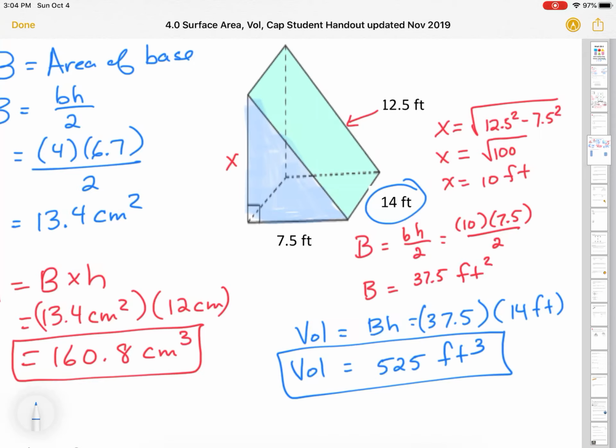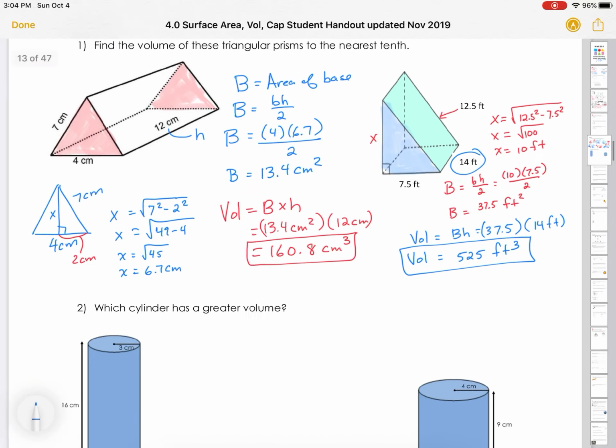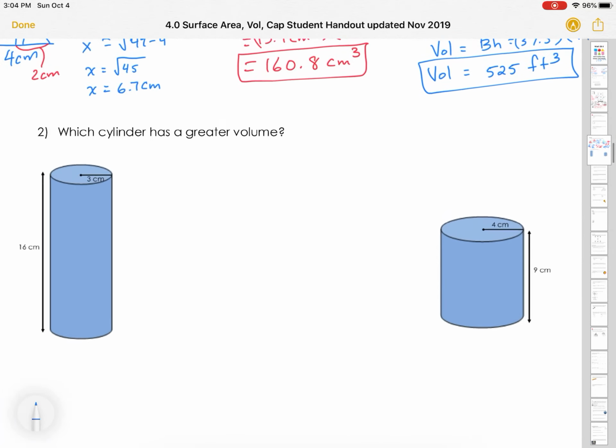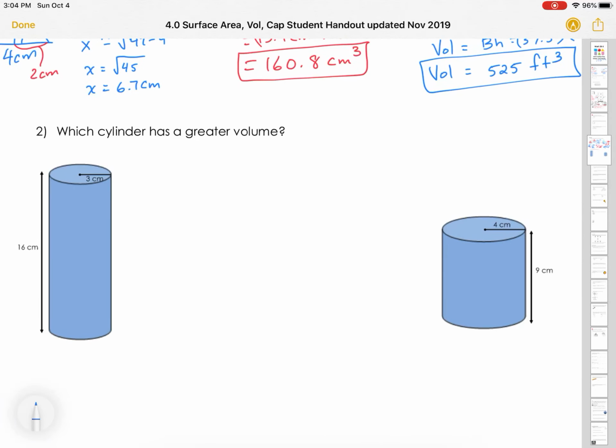Okay, so I tend to like to find the area of that base, whatever that base shape is, and then multiply it times the height. And I know some people just like to do it all together, and like I said, if you can consistently do it all together and still get the right answer, go for it. Now this next question says, which cylinder has the greatest volume?